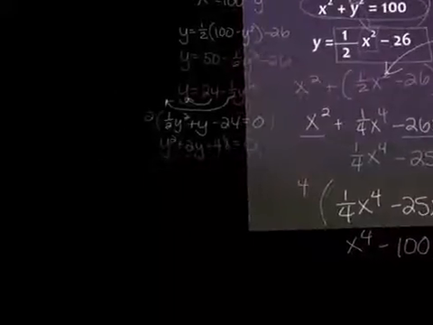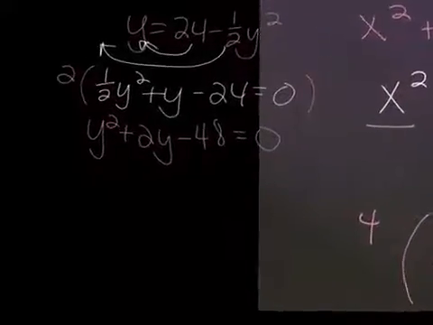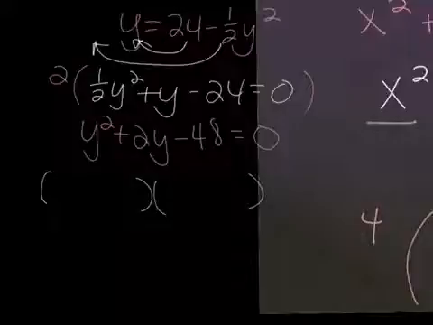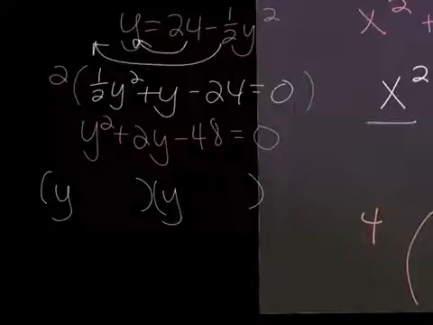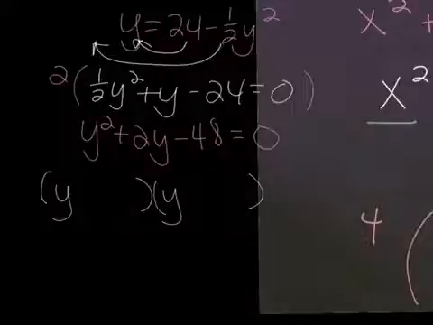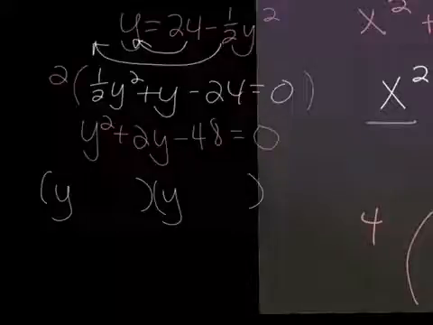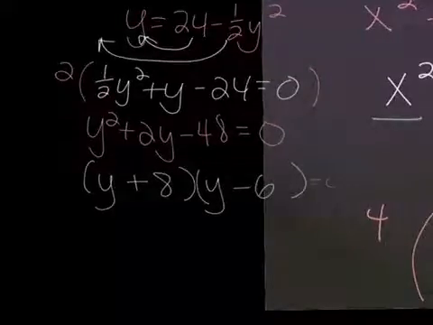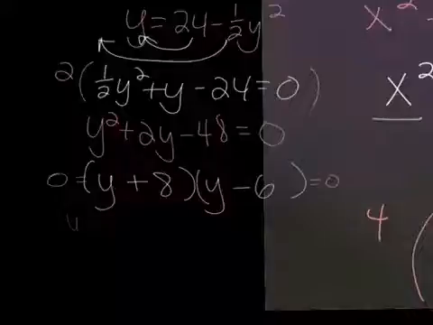Are there factors of negative 48 that sum to positive 2? What are they? One's going to be positive, one's going to be negative, right? So they have to be a difference of 2. What factors of 48 are 2 apart? 6 and 8. And the bigger one, you want to match that middle sign, so this would be a positive 8 and a negative 6. Set each of them equal to 0, and I get y equals negative 8 and y equals positive 6.